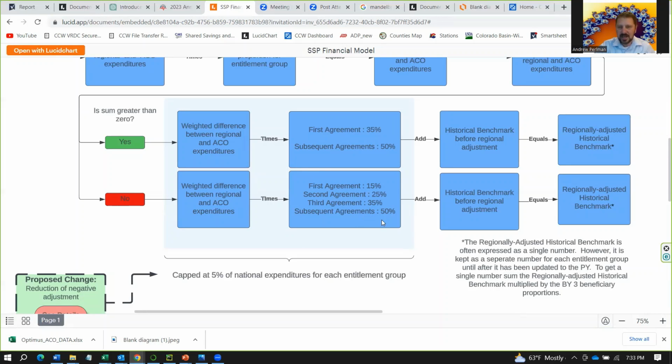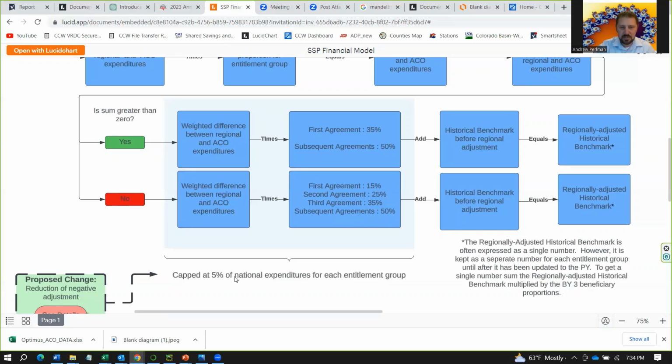On the negative side, you're not held that accountable in that first agreement period because you're only multiplied by 15%. But it does grow, and eventually, if you have not gotten to the point of regional efficiency after several agreement periods, then you're going to be held pretty accountable for the fact that you are still regionally inefficient. So there's a big push to move that down.